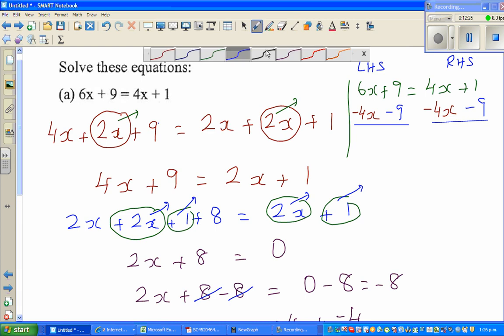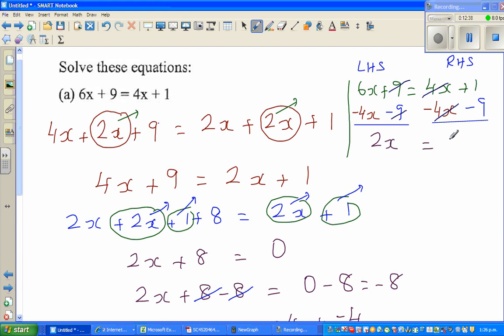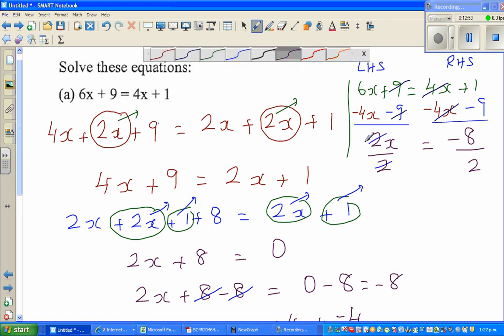Okay, so what happens now? Plus 9 and minus 9 get cancelled, plus 4x and minus 4x get cancelled. So now you've got 6x take away 4x, which is 2x, equal to 1 take away 9, which is negative 8. Now this is 2 times x, so divide this side by 2, and I also divide the other side by 2. So this 2 and 2 get cancelled. What remains is x is equal to negative 4.